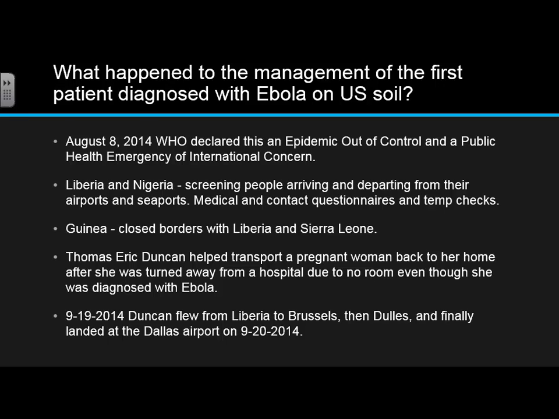First off, what you may not have known: on August 8th of this year, the World Health Organization declared the Ebola epidemic in West Africa an epidemic out of control and a public health emergency of international concern. This is what they have to do to get money.